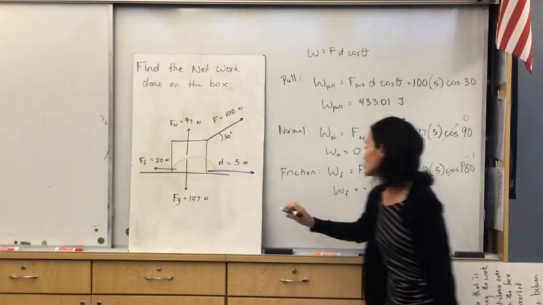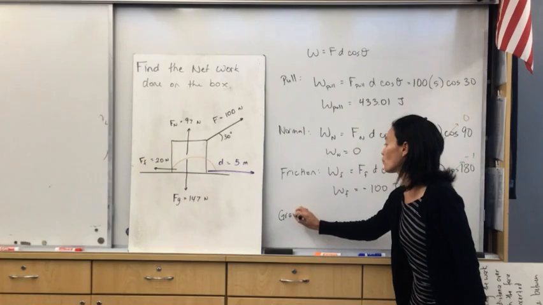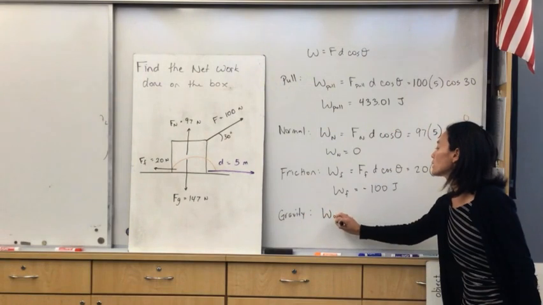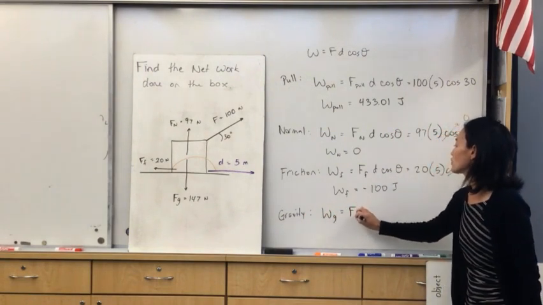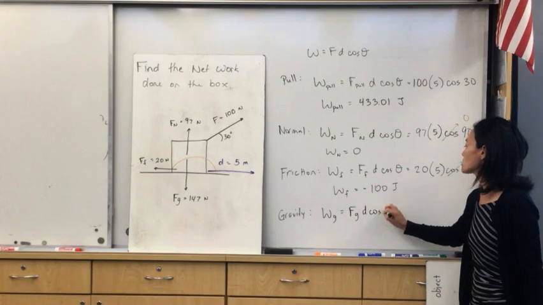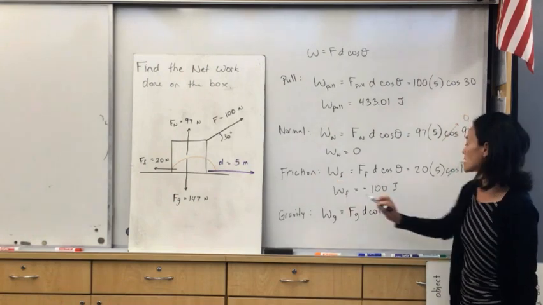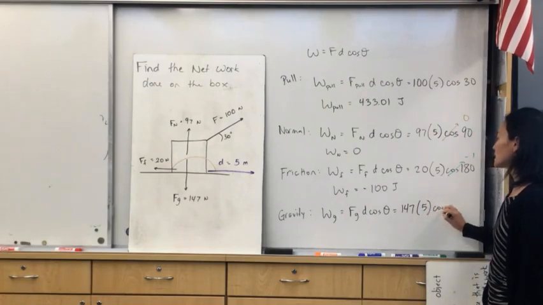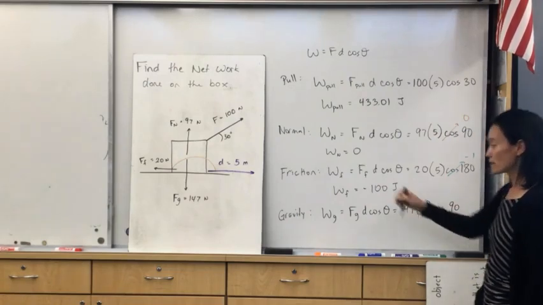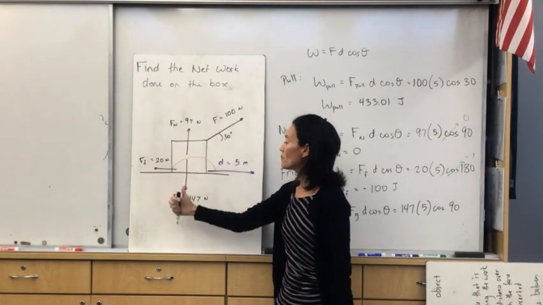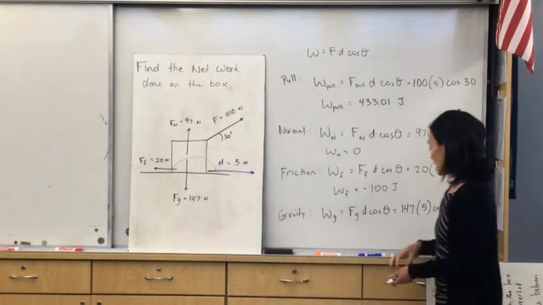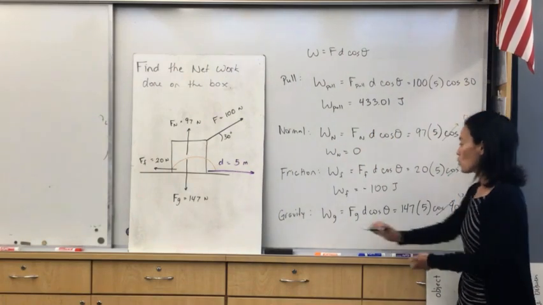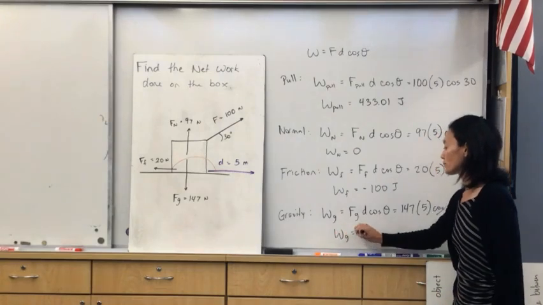Okay, last force, this is the work done by gravity. Hopefully you see the pattern here. The work done by gravity is going to be the force of gravity times distance times cosine of theta. My force of gravity is 147. My distance is 5. My angle is 90 again. My gravity is straight down, my distance is to the right, so that angle is 90, and cosine of 90 is 0. So the work done by gravity is also 0.